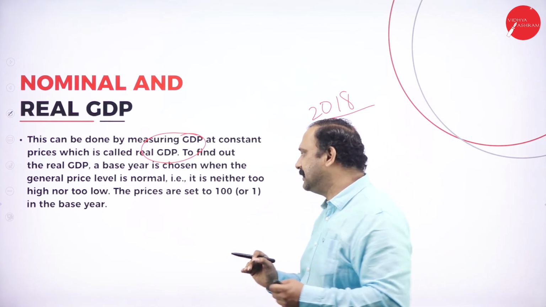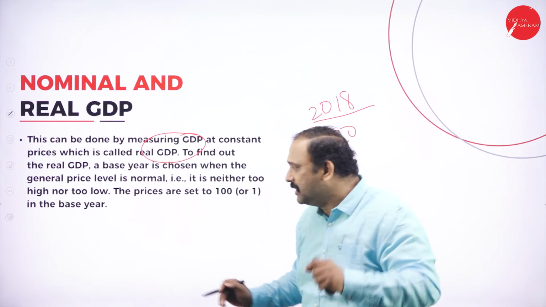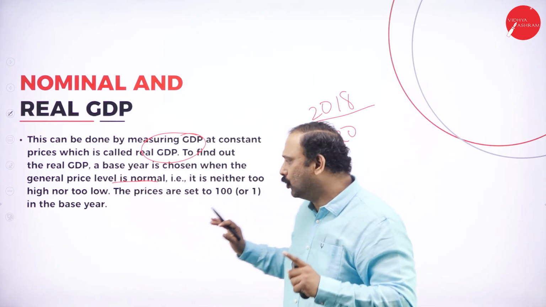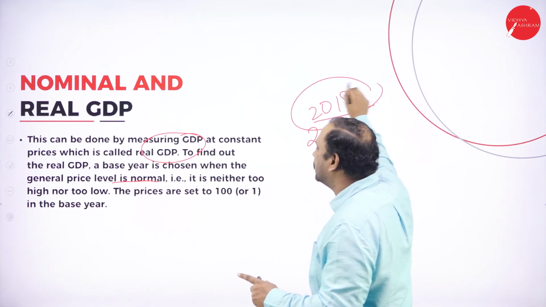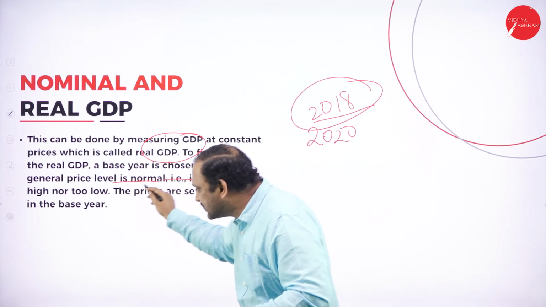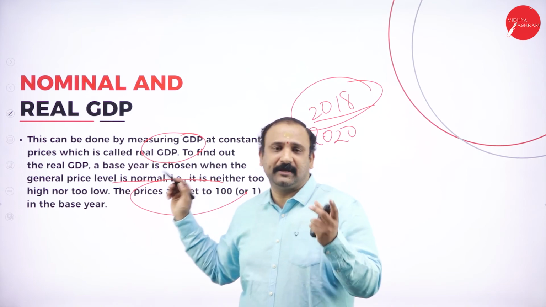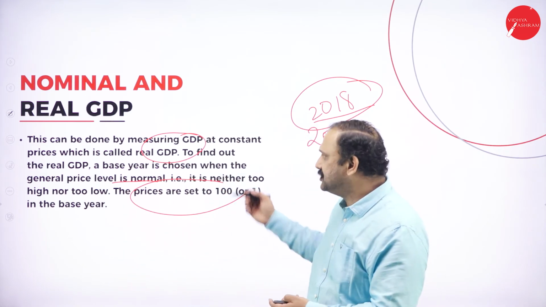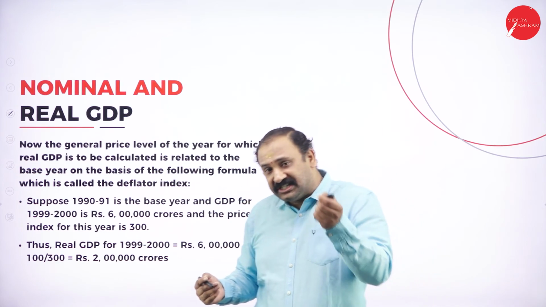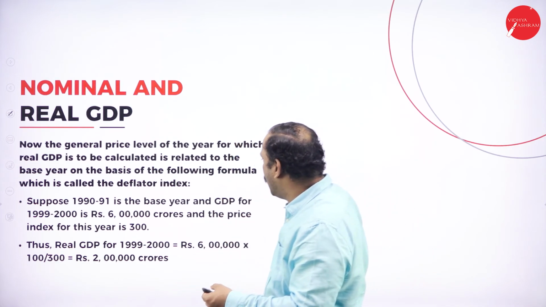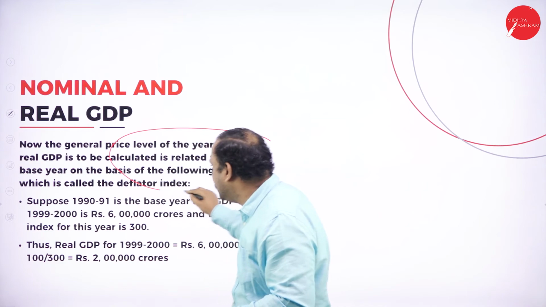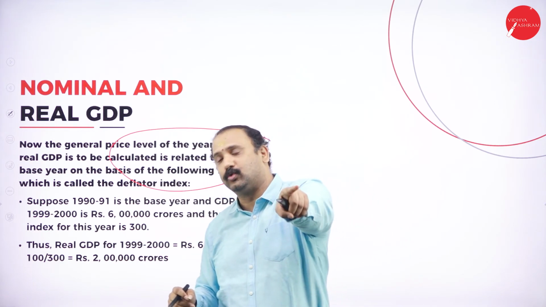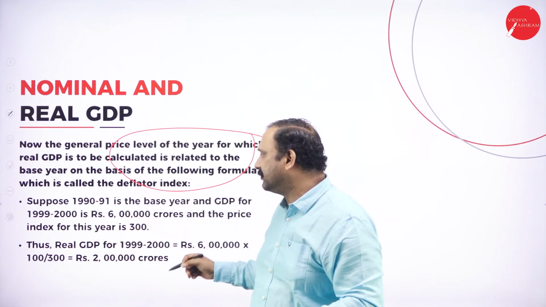There was no pandemic at that point of time, so let us keep the general prices normal. It is neither too high nor too low. So this has been a standard year for us, and that's how we set it. The prices are set to 100 for that base year, and then we start calculating the real GDP. The general price level of the year for which the real GDP is to be calculated is related to the base year, so we will relate it to 2018 on the basis of the following formula.